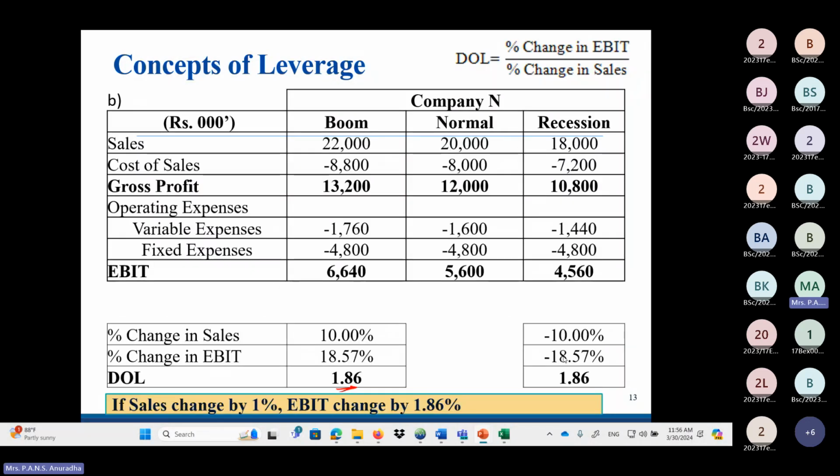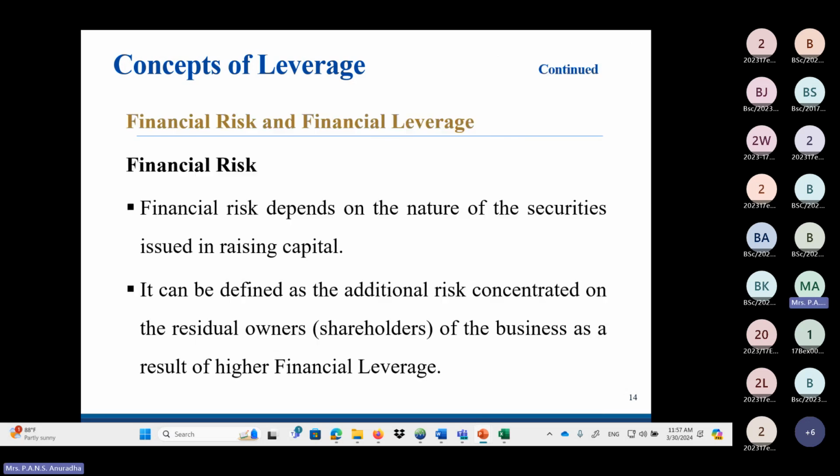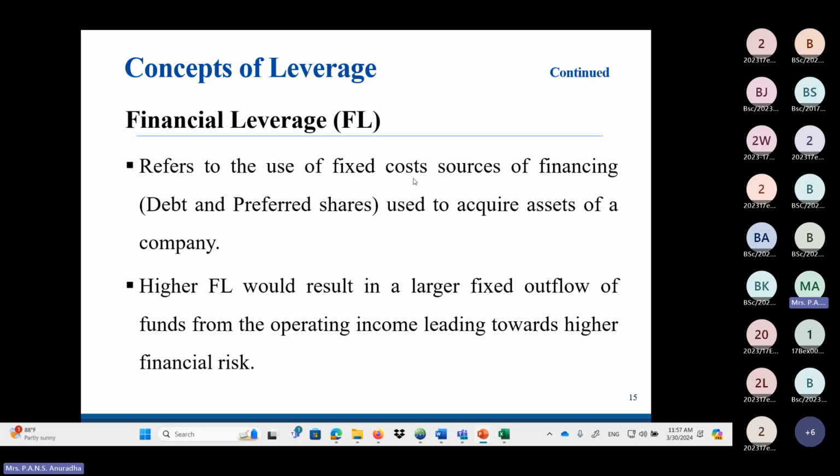Right. So I explained a few concepts now: leverage, business risk, operating leverage. Now the next one is financial risk and financial leverage. So leverage means use of fixed expenses. Operating leverage was use of fixed expenses in the operating expenses. So what is then financial leverage? Financial leverage is the use of fixed expenses in the capital structure. Right? Financial leverage refers to the use of fixed cost in financing.